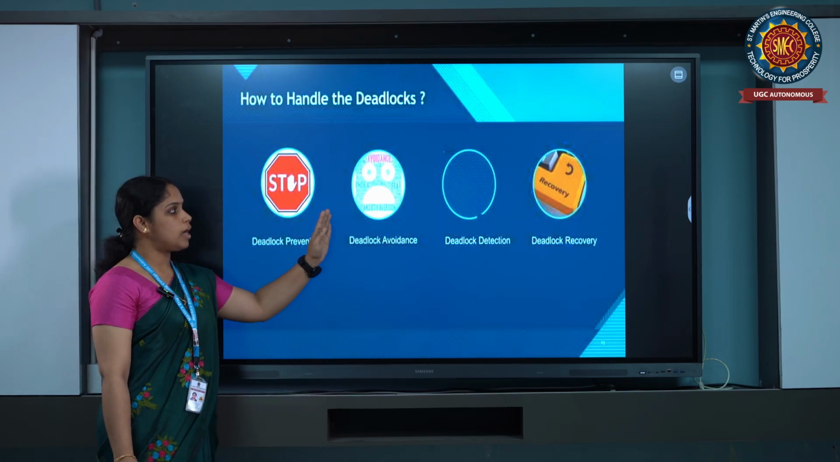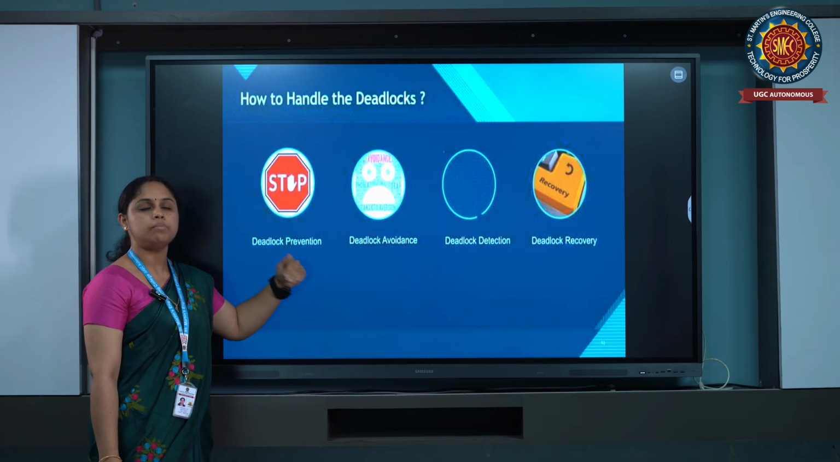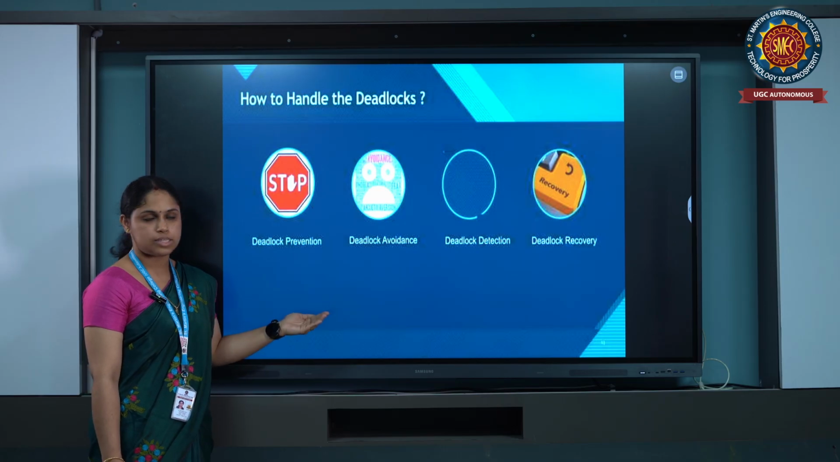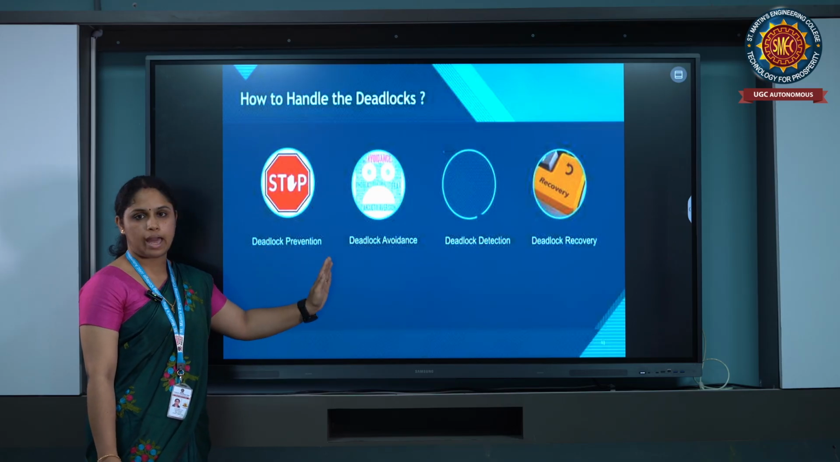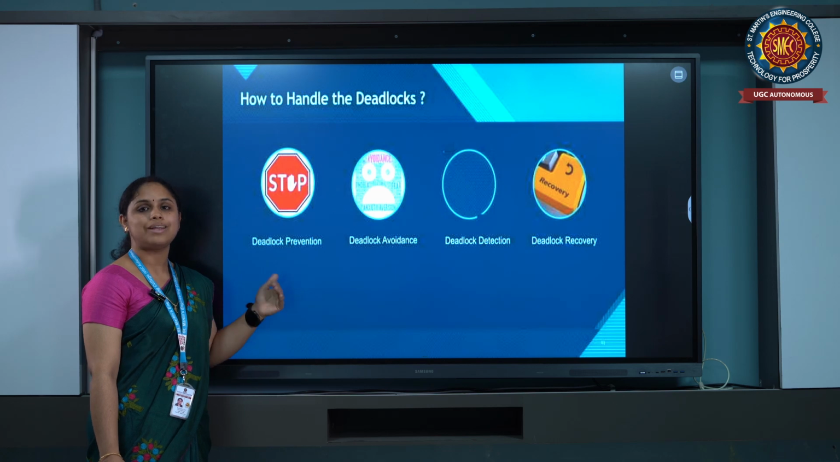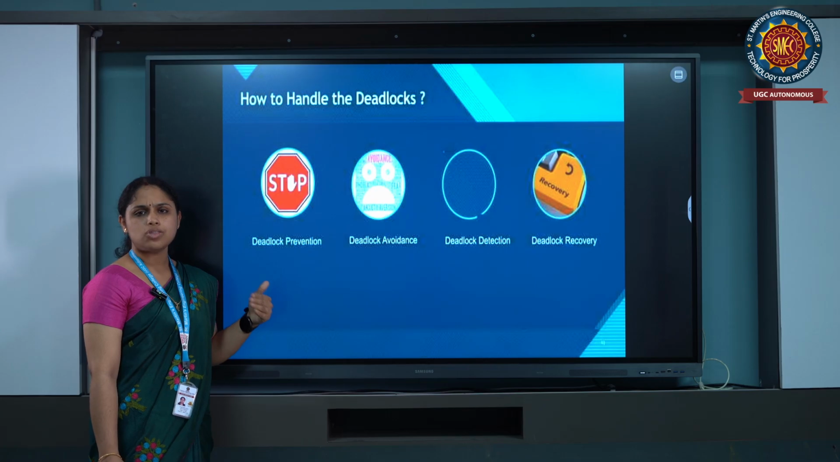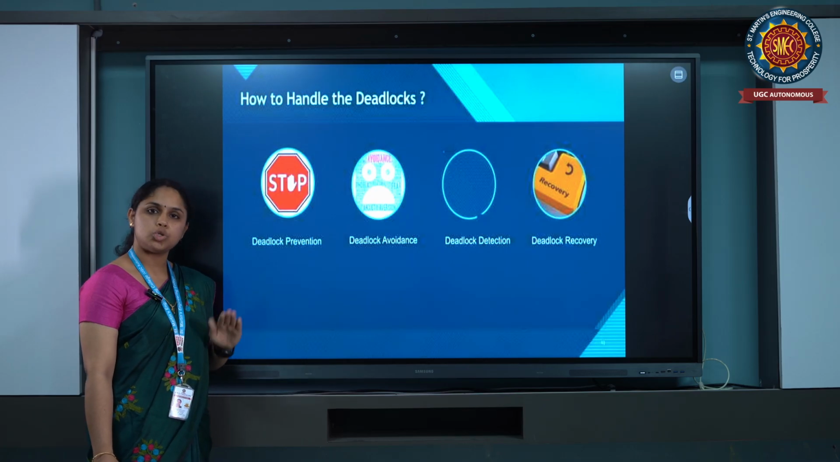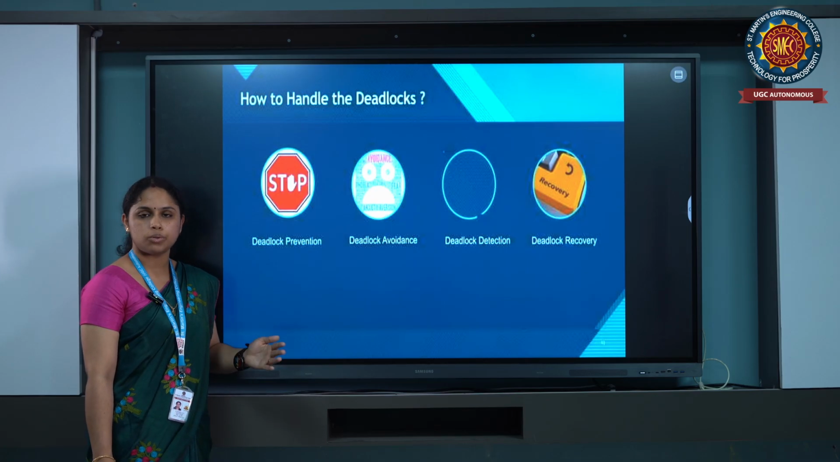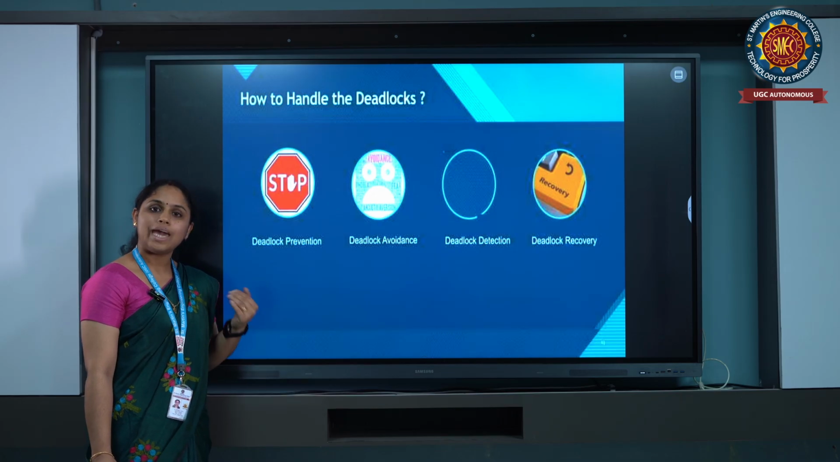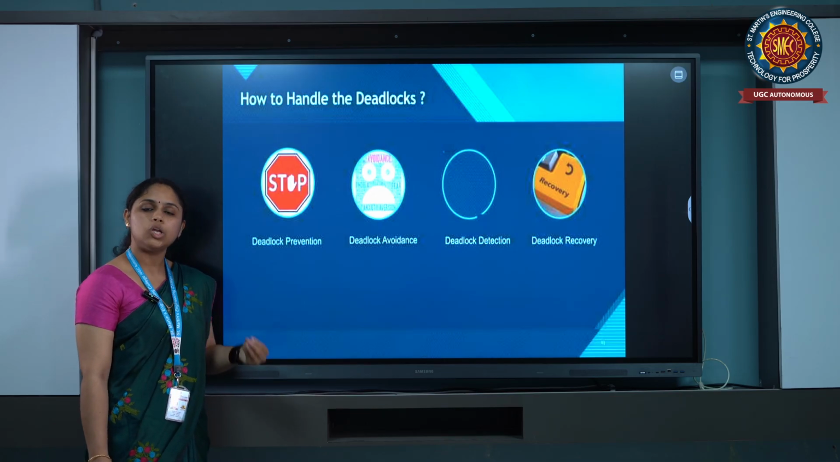So, all these four are handling mechanisms for some situations. Besides these four mechanisms, there is one more thing, which is deadlock ignorance. Deadlock ignorance is a method used by usual operating systems. For example, Windows is using deadlock ignorance.